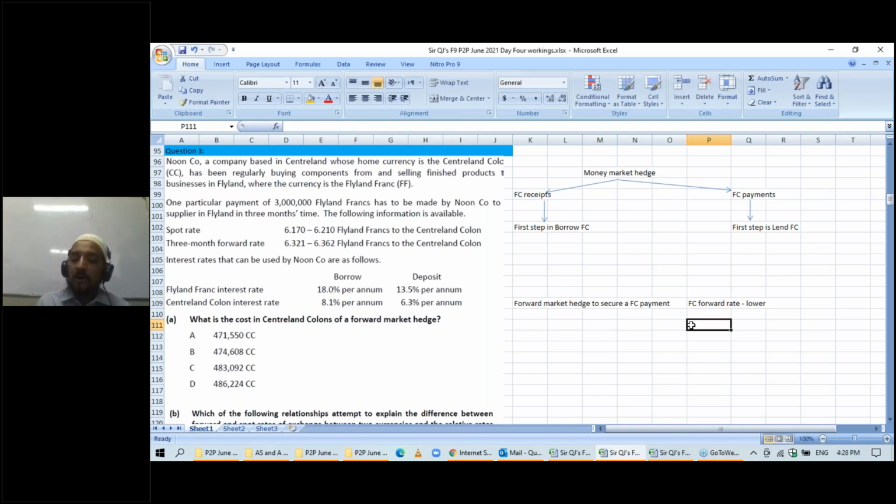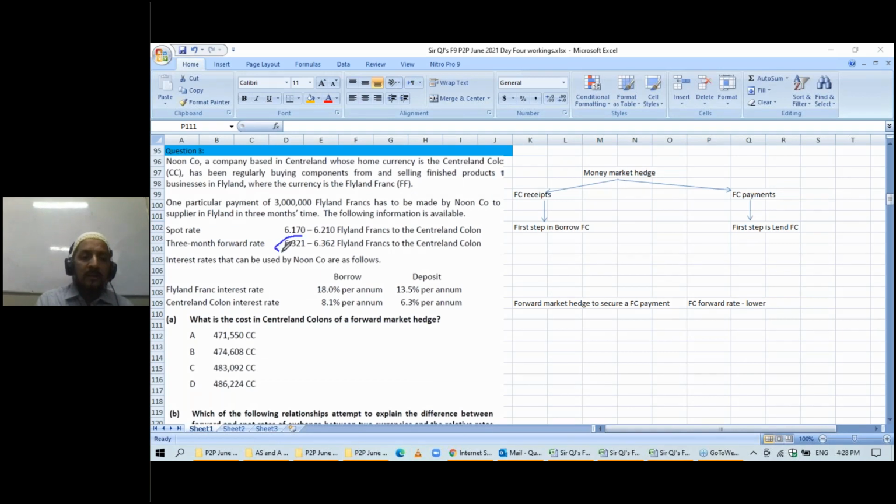The lower rate, because we will carry local currency to the foreign currency dealer, and at his counter he will receive local currency from you. Means he will be buying the local currency from you. He will buy at a lower rate, right? So that's why we will be exchanging at a lower rate. So the lower rate in this case, the 3-month forward rate, will be used, which is 6.321. So 6.321 is the lower rate in this case.